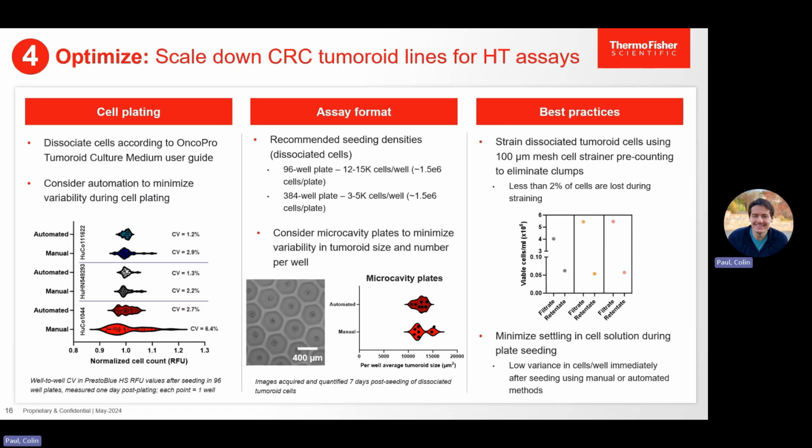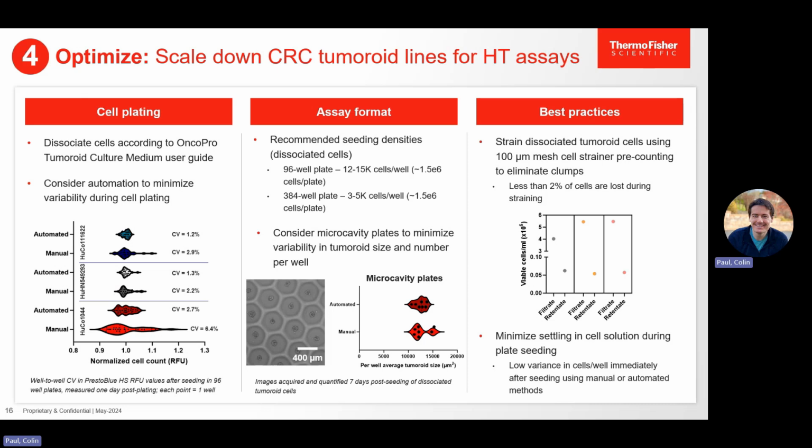After scaling up, we'll typically dissociate tumoroids and seed cells into 96 or 384 well plates for high throughput testing. Measurements of cell viability after plating show low variance across plates for multiple tumoroid lines and indications, and this variance can be further minimized by incorporating automated fluid handling during cell seeding, as you can see in the plot on the left. Overall, our guidance is to anticipate needing around 1.5 million cells per plate, with 12 to 15,000 cells per well in a 96 well plate and 3 to 5,000 cells per well in a 384 well plate.